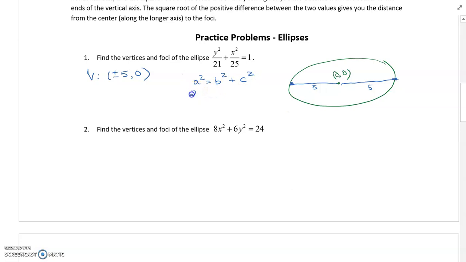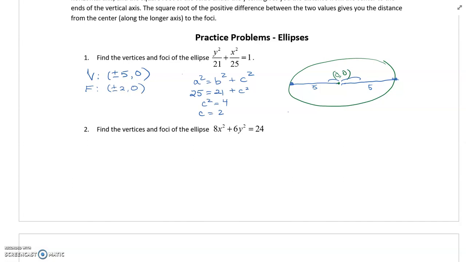And we know a squared is 25 because it's the longer one, and b squared is 21. So solving this relationship for c, we get c squared equals 4, which means c equals 2. And so our foci are two units to the left and right from 0, 0, which put them at plus or minus 2, comma 0. Okay, pause it and work the next one.